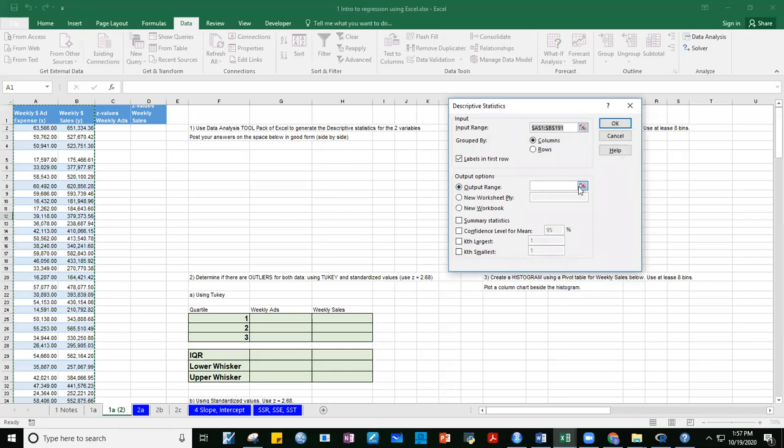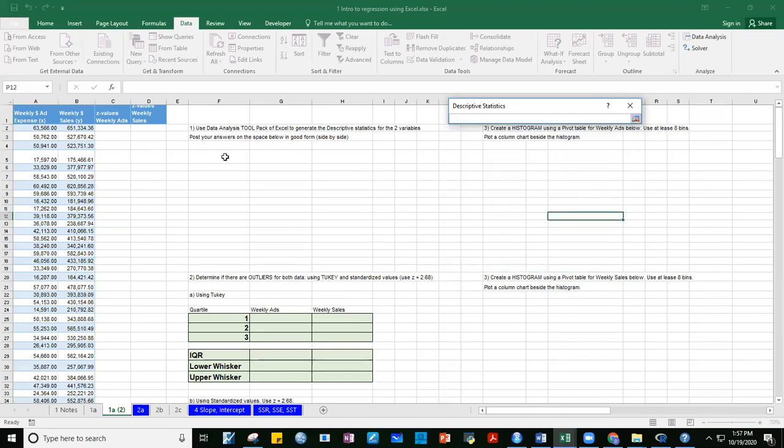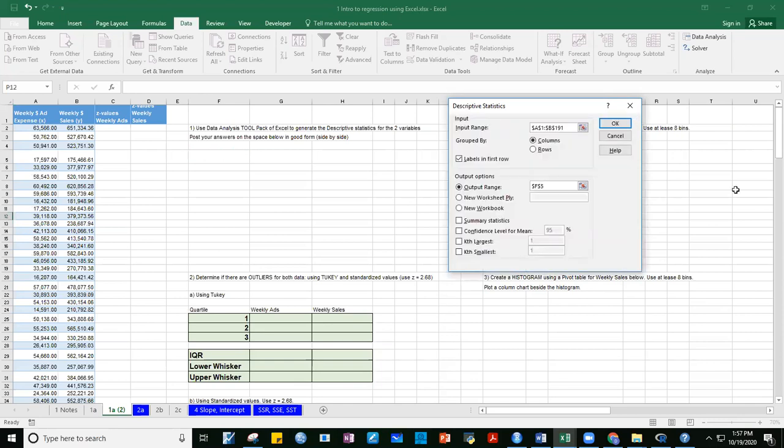Okay, and then you see this spreadsheet icon. So paki-click si output range, click this spreadsheet icon, tapos link na lang natin dito. Let's ask Excel to put the descriptive statistics here. Okay, then click that back. Okay, are you okay, guys? Yes. Okay, then we click summary statistics.